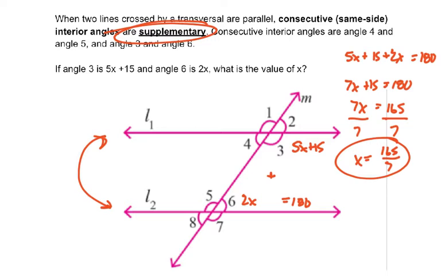Very short video for today. Your first goal is always going to be to figure out what kind of angles you're looking at. And your second goal is to set whatever equal to each other or equal to 180 in order to solve for the missing parts.